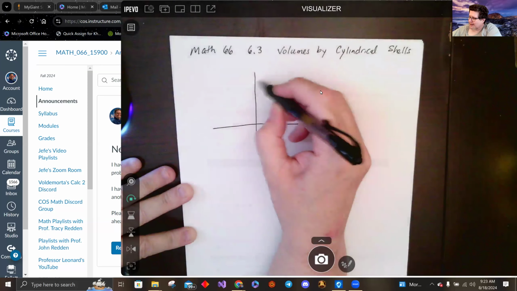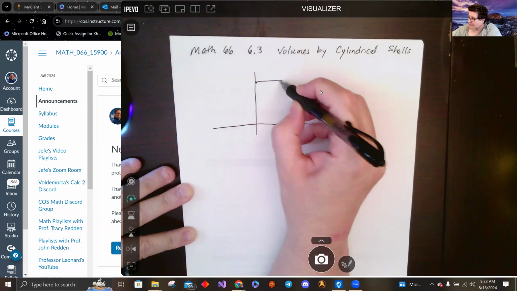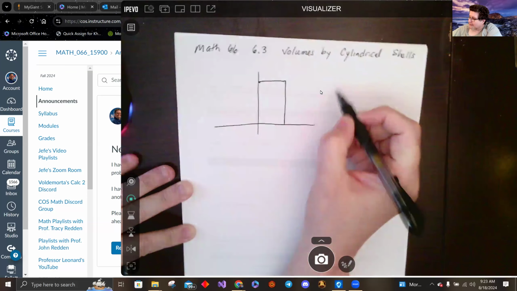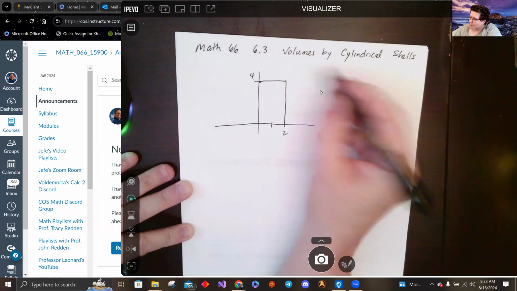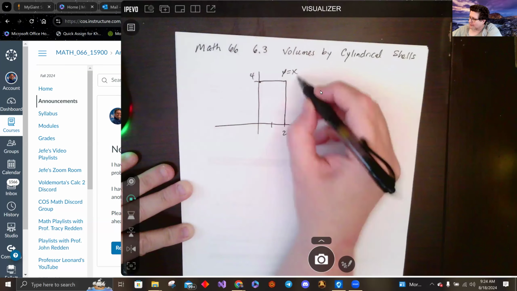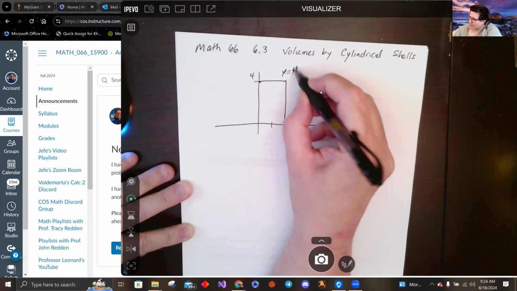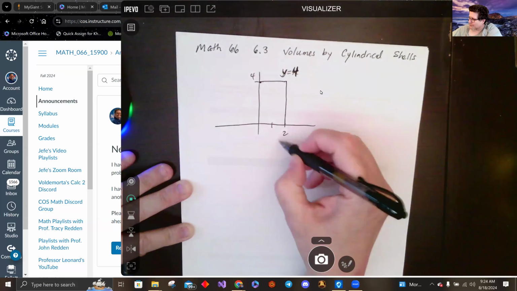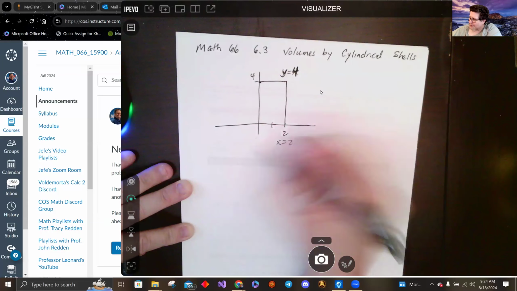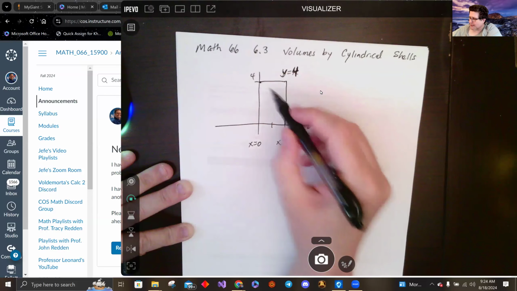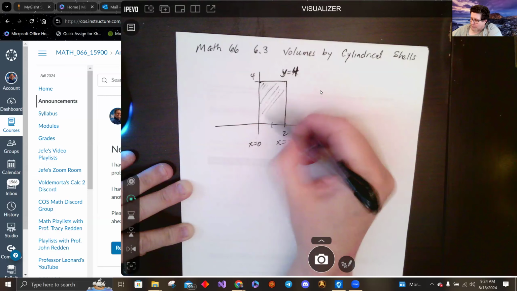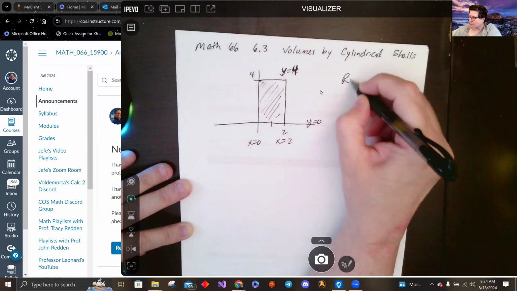we had a box. Say this is 2 and this is 4. So y equals 4, x equals 2. And we're going to use x equals 0 and y equals 0 as our region. And we're going to rotate it around the y-axis.